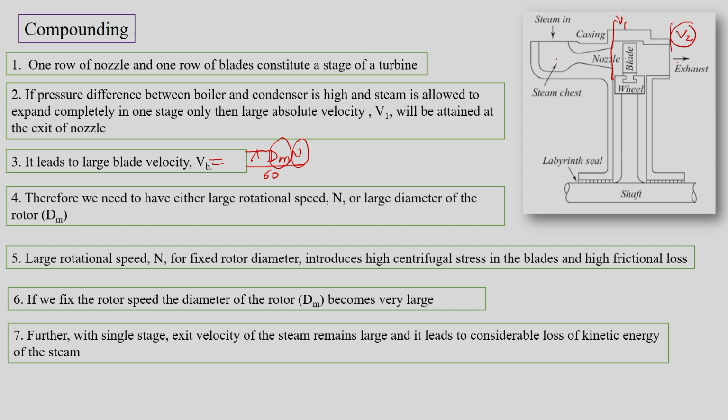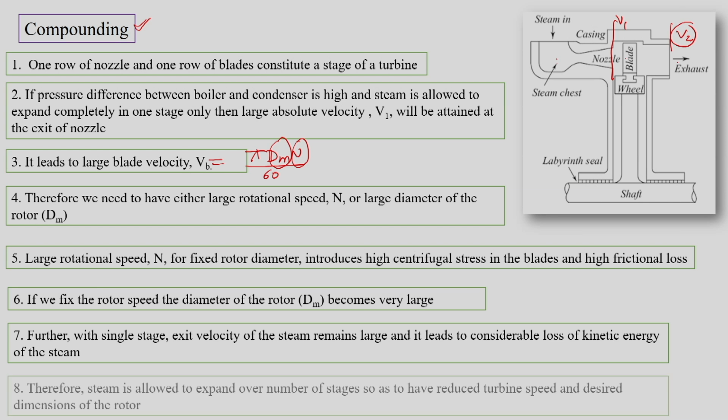So, this tells us that it is not a good idea to have only one stage of a nozzle and blade combination. We should have multiple stages, and that combination is called compounding. We should not have the complete enthalpy drop in only one stage. We should have the enthalpy drop in multiple stages, or we should not have complete velocity extraction in one stage. We should have velocity extraction, or kinetic energy extraction, in multiple stages, and such a method is called compounding of a steam turbine. So, we will see.